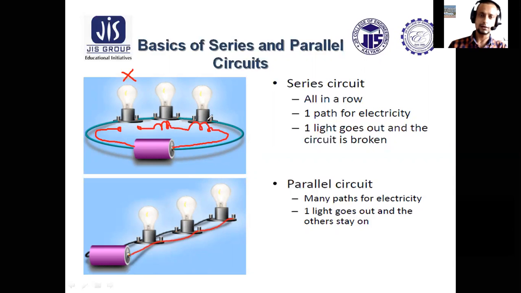The rest of the filaments and bulbs are working well, but as the first bulb is not working, it will act as an open circuit. As it is open, current will get no path to flow through. So a closed circuit must be there in order to ensure flow of current.